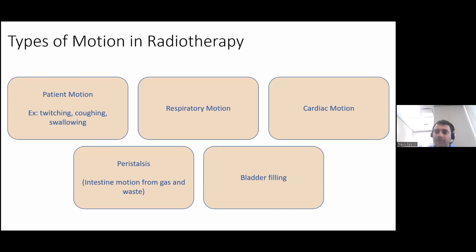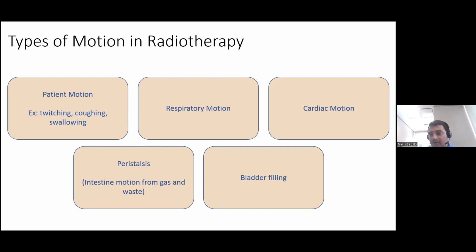Peristalsis is more of a slower frequency motion. That's the movement of gas and waste through the intestines and through the stomach. And this actually is something that we do have to worry about, especially when we're treating GI tumors. Even though it is slow, it can affect the distribution of the organs both from fraction to fraction, as well as within one fraction itself.